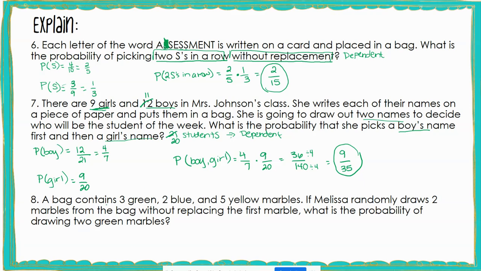Number 8 says a bag contains 3 green, 2 blue, and 5 yellow marbles. If Melissa randomly draws 2 marbles from the bag without replacing the first marble, what is the probability of drawing 2 green marbles? I want you to try this and put your answer in the chat.